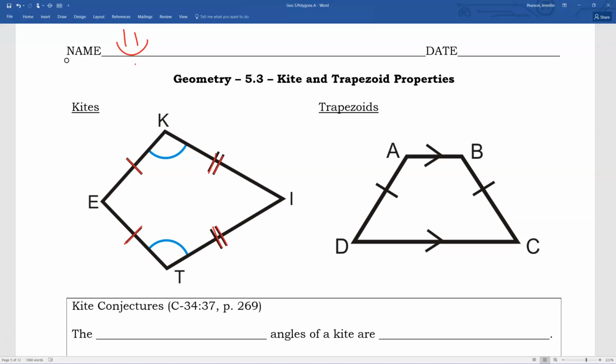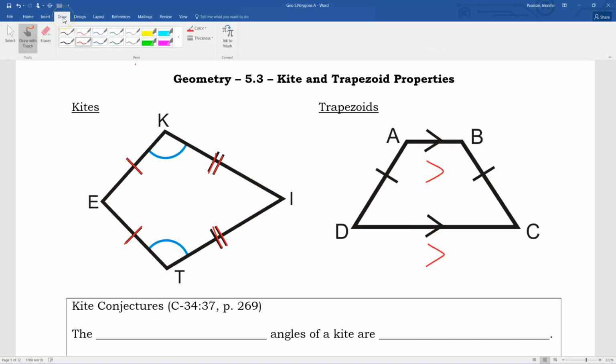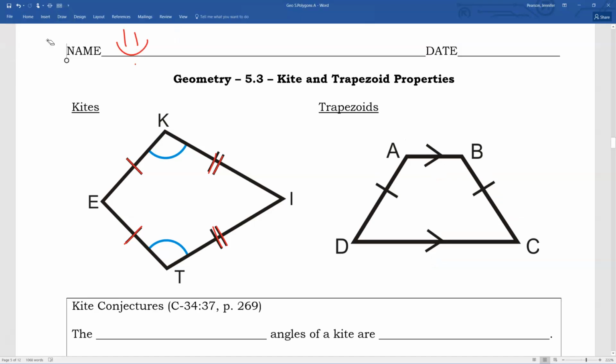Our trapezoids are going to have two parallel bases. So in this case that's AB parallel to CD. He jumped a little bit, but hopefully you get the idea. This specifically is an isosceles trapezoid, so that is the AD segment congruent to the BC segment, but not every trapezoid has to be isosceles. Let's talk about some of our conjectures.